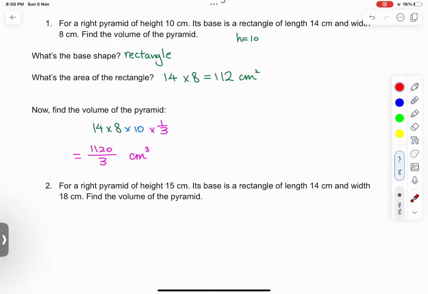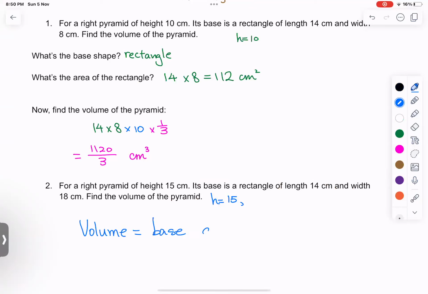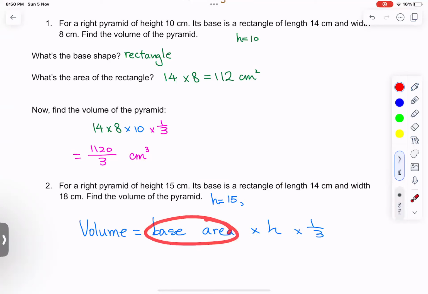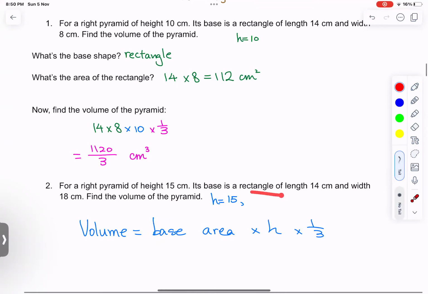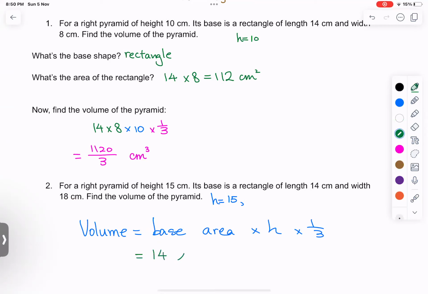So you have your height. We are already given that our base is a rectangle. Rectangle area will be length times width. So to find the volume, it will be base area times height times 1/3. Do we know our base area? We know the base is a rectangle and the rectangle area is length times width, so our base area is length times width.